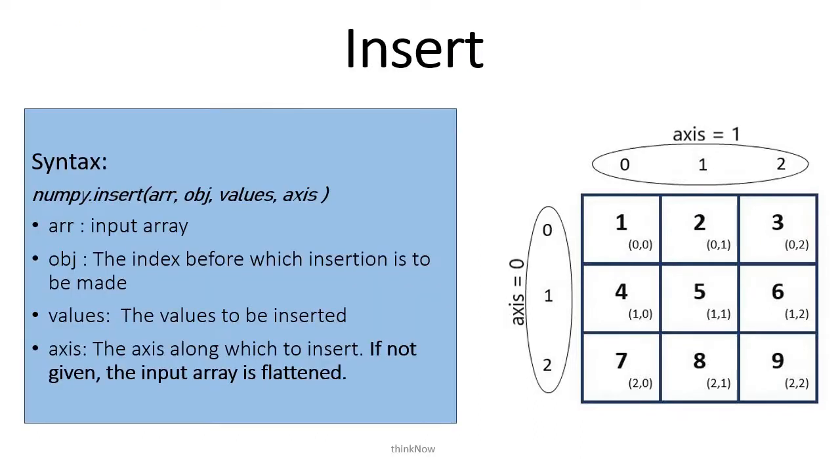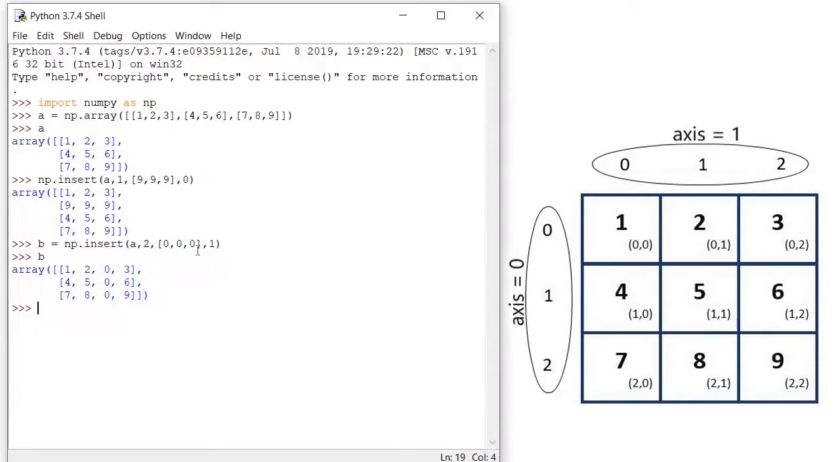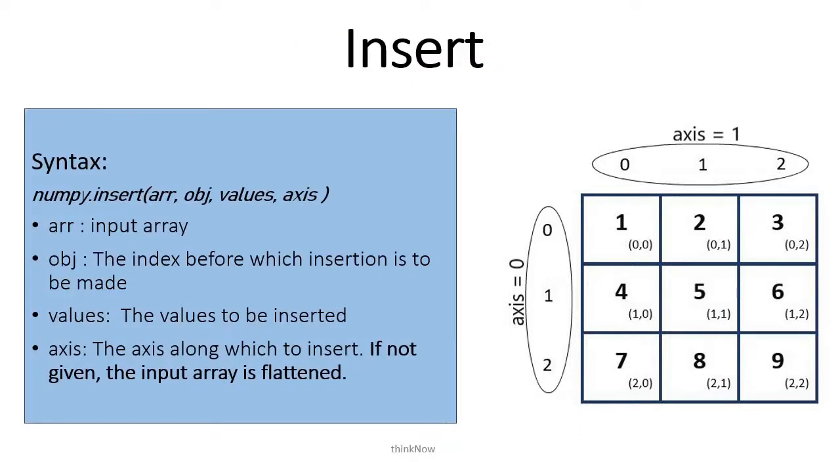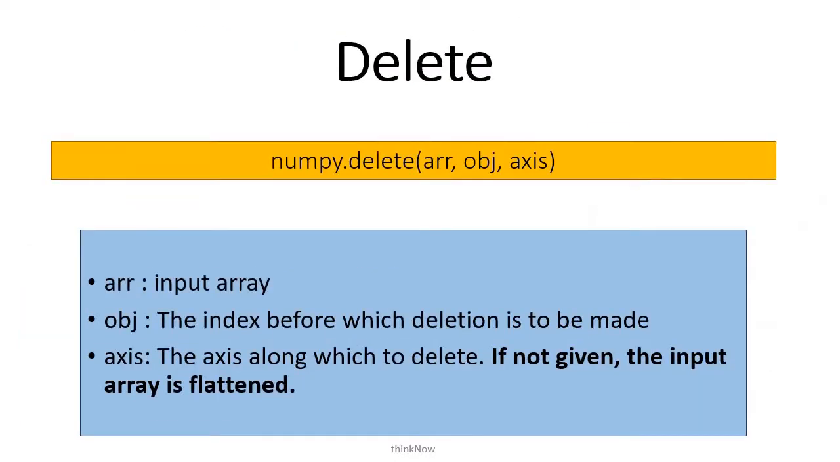If you don't write the axis along which to insert, then the input array is flattened. Let us try that. So here I have not given the axis parameter and here I get a flattened array. So we have done insert. Now let us come to delete.